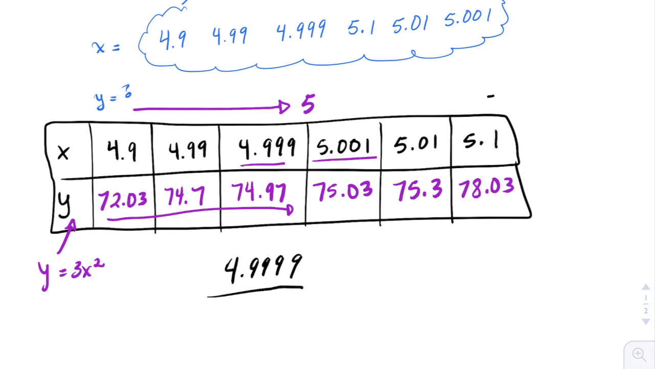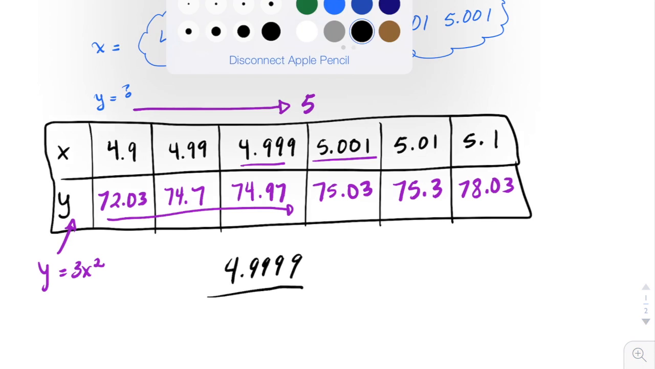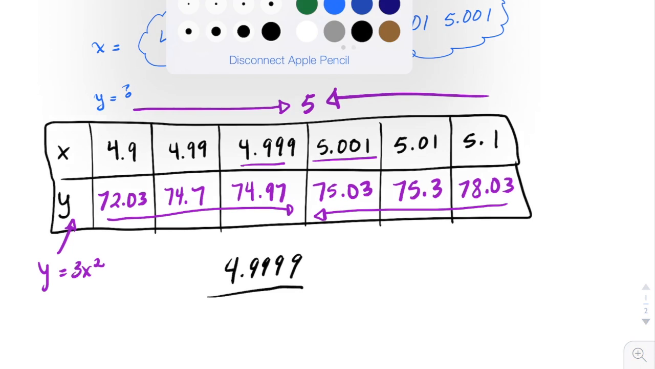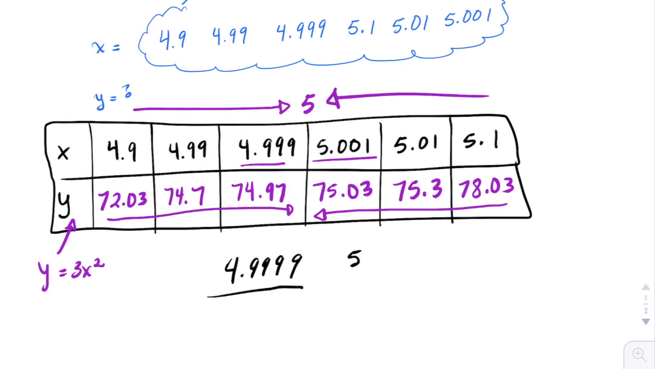And the same thing happens as you're coming from this side. You're getting closer and closer to that 75 value, right? You start with 78.03, then 75.3, then 75.03. You could do the same thing here where you look at 5.0001, okay? And you're actually going to get 75.003. So you can see that we're approaching this value of 75, right?